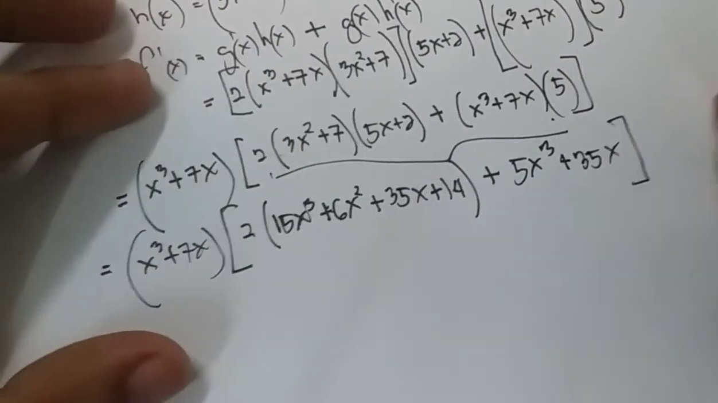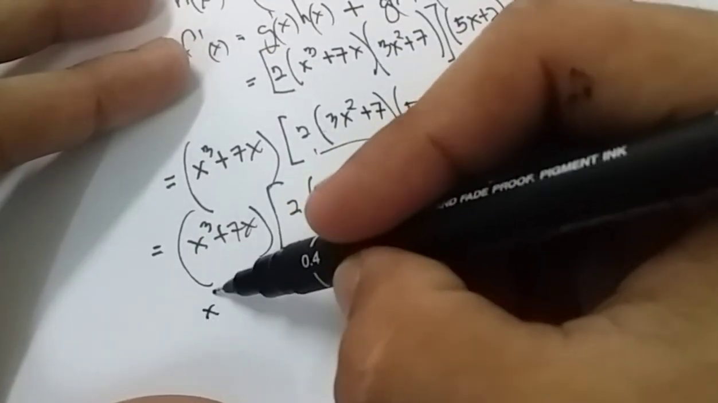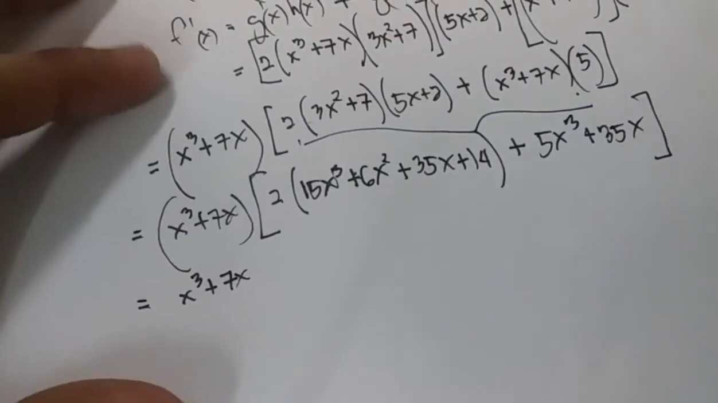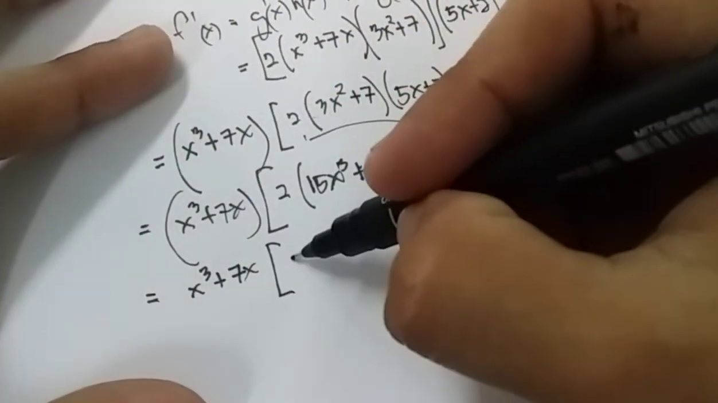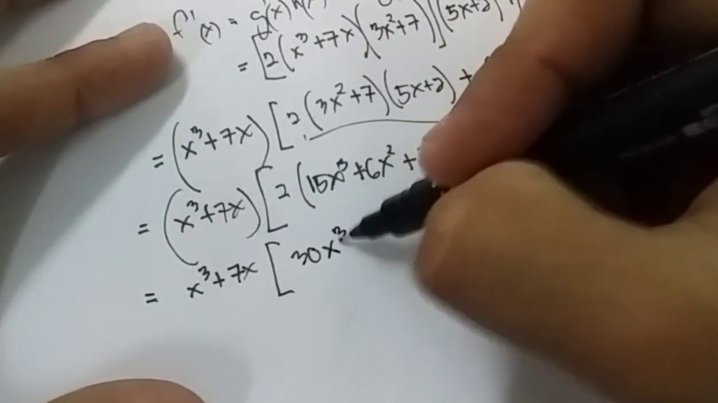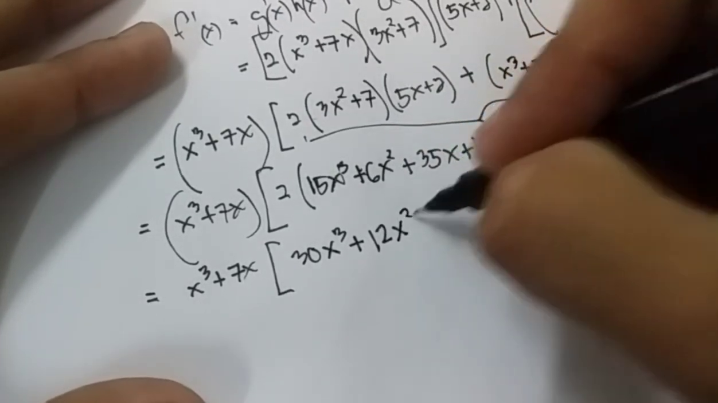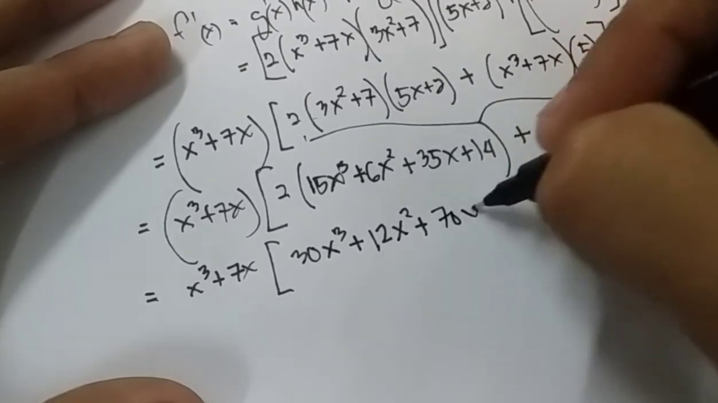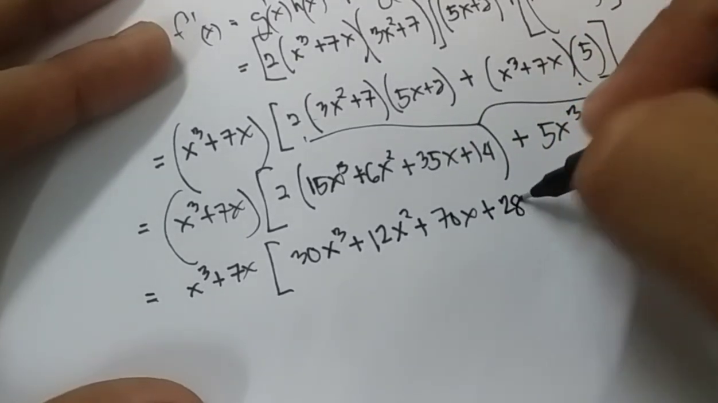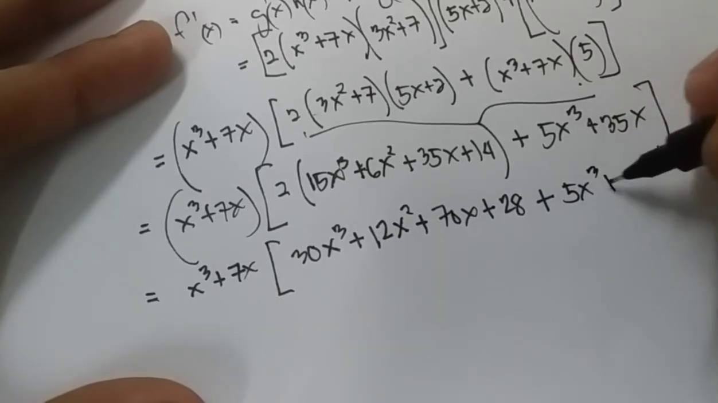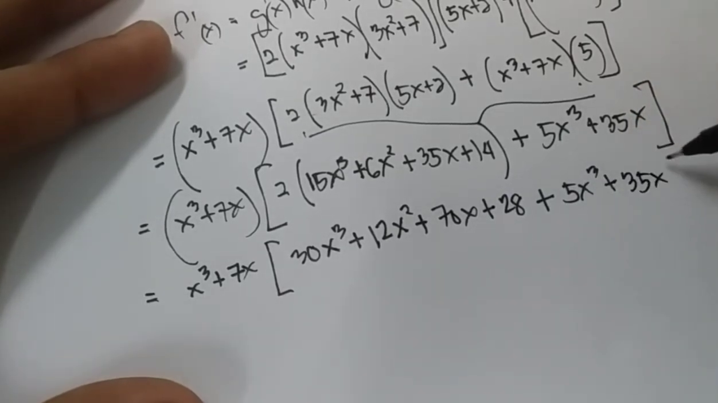Okay, I can distribute the 2. So x cubed plus 7x would equal 30x cubed plus 12x squared plus 70x plus 28. Then I can write this one as 5x cubed plus 35x.